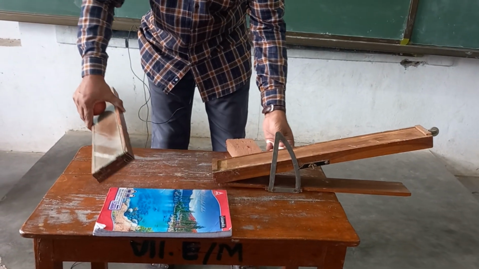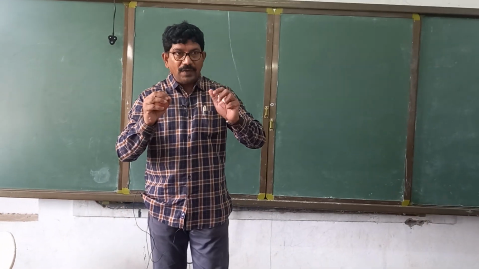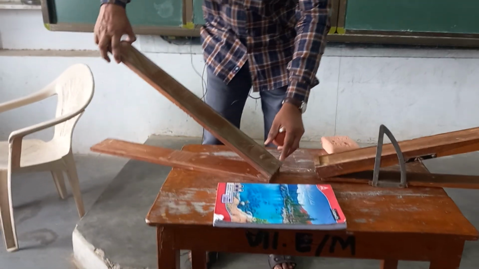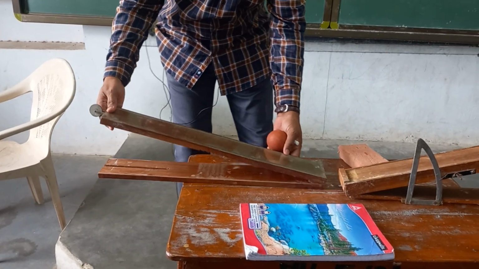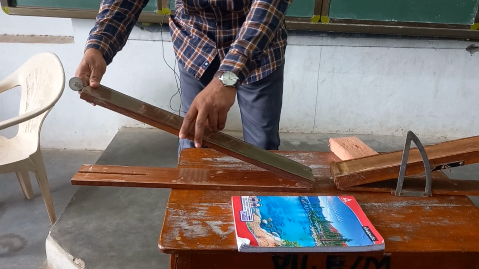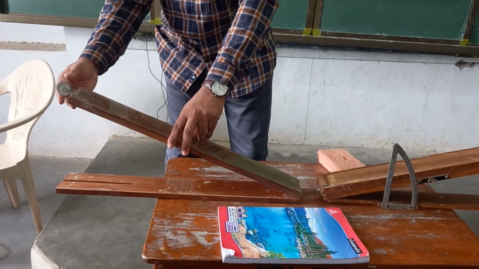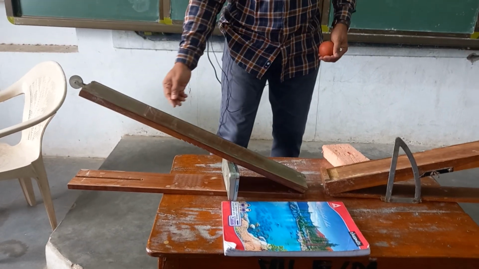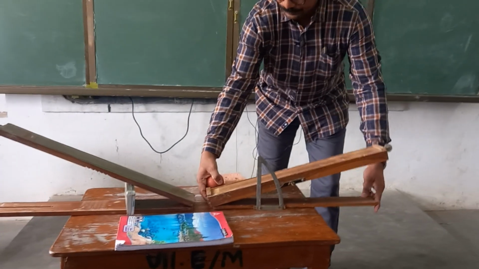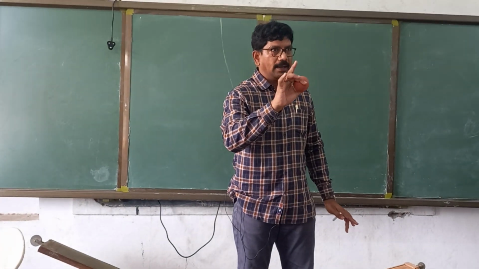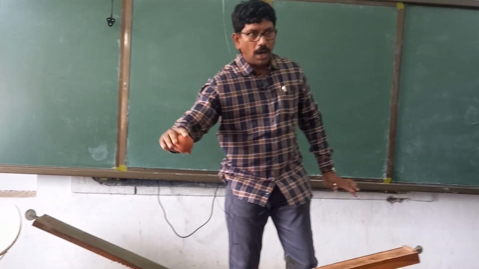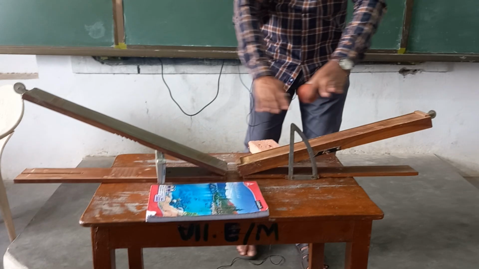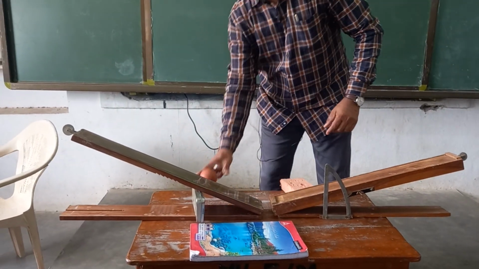Now, what happens to the motion of the ball when I take doubly inclined planes? This is the doubly inclined plane. Observe the motion carefully. In the beginning, I took an inclined plane. When the ball is rolling down, its velocity increases. When the ball is rolling up, its velocity decreases. When I use doubly inclined planes, this is one inclined plane, and this is another inclined plane. Observe the motion of the ball. What happened to the ball?